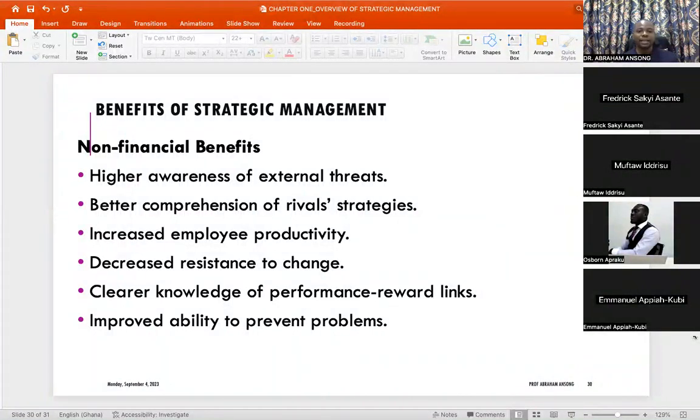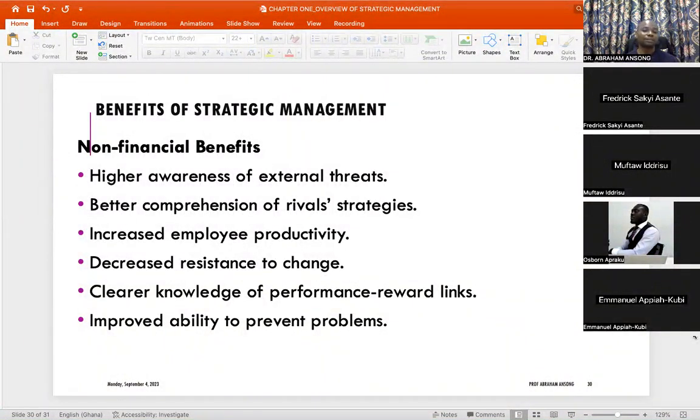Non-financial benefits. It leads to higher awareness of external threats, because the emphasis, as we've seen today, is all about your understanding of your environment. And part of the environment is the external environment. You get to know the external threats through proper understanding of strategic management. The next point comes from there as well. Better comprehension of rival strategies. Your rivals are also in the external environment. So once you pay attention to your external environment, you'll be able to know the strategies of your competitors or rivals. All right.